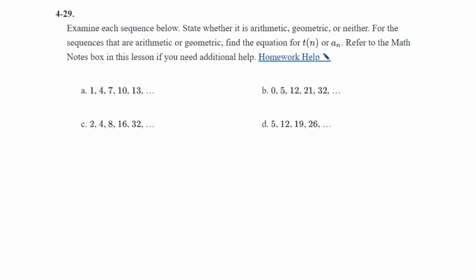Question 29. Examine each sequence below. State whether it's arithmetic, geometric, or neither. For the sequences that are arithmetic or geometric, find the equation using T of n or A sub n. Refer to the math notes box in this lesson if you need additional help. The math notes box is going to be useful on this one.